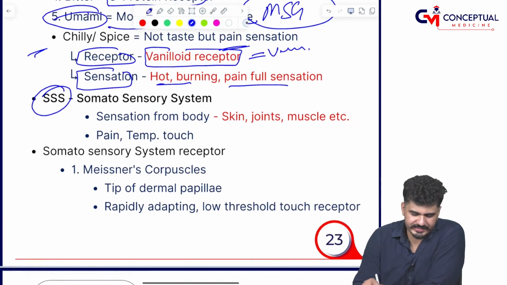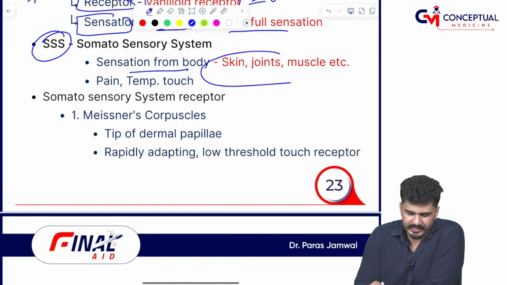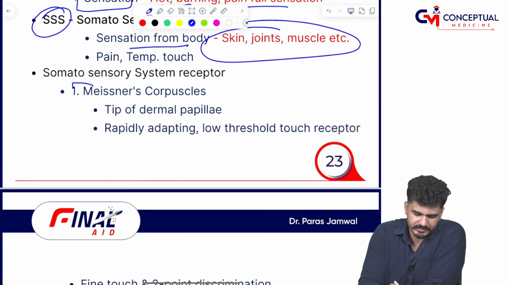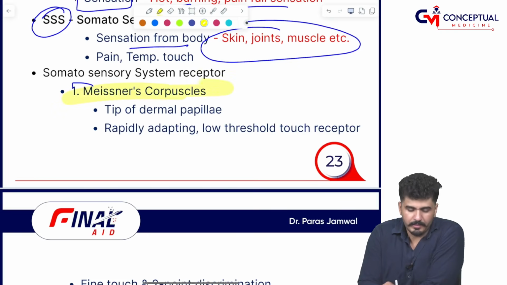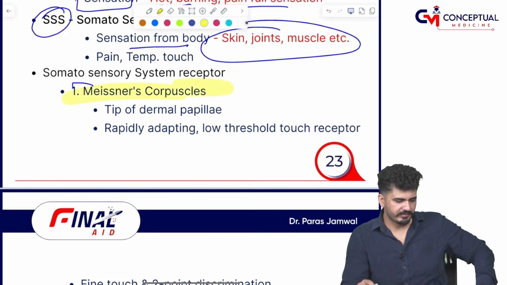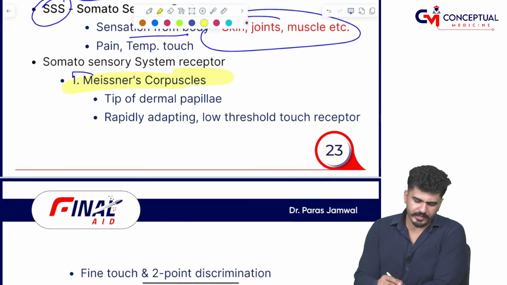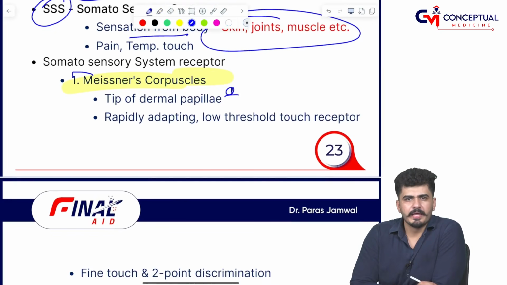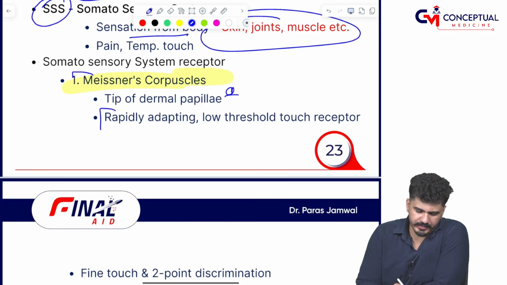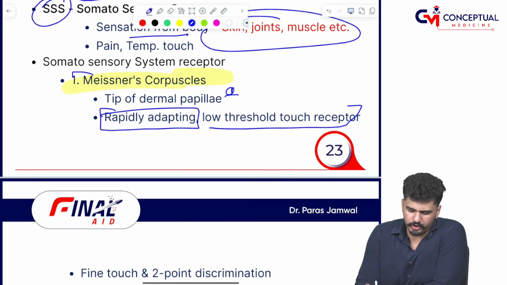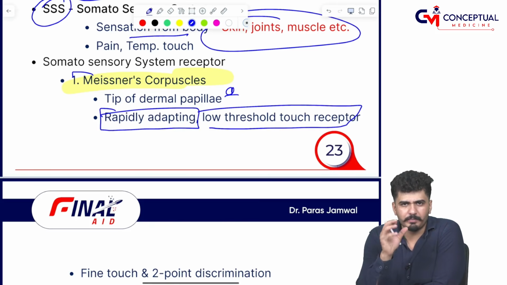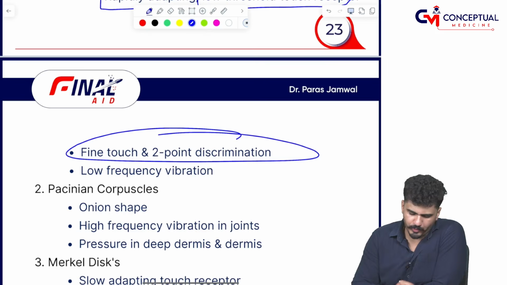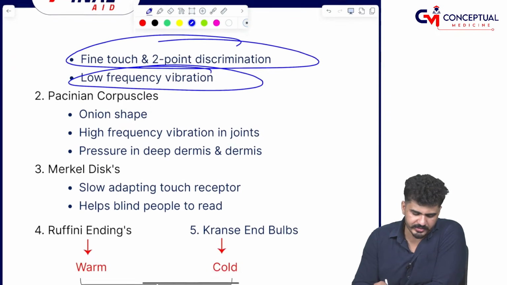Now the somatosensory system. Sensation from the skin, joint, muscle, etc. Pain, touch. The first is Meissner's corpuscles. Very important topic for the exam. Meissner corpuscles, my dear friends, remember, are present at the tip of the dermal papilla. They are rapidly adapting, this word is very important, rapidly adapting, low threshold. Rapidly they adapt, but they respond at low threshold. This is Meissner's: fine touch, two-point discrimination, low frequency vibration.